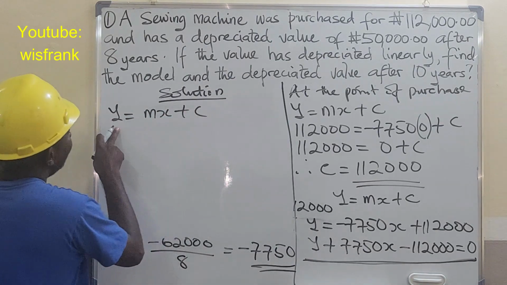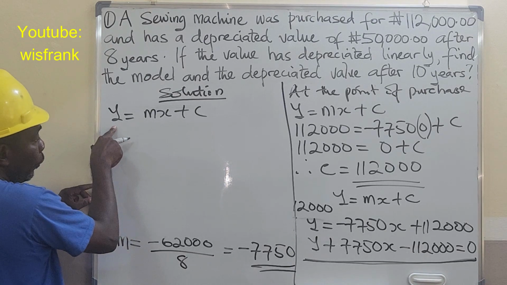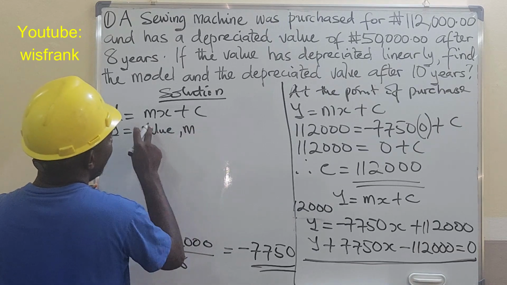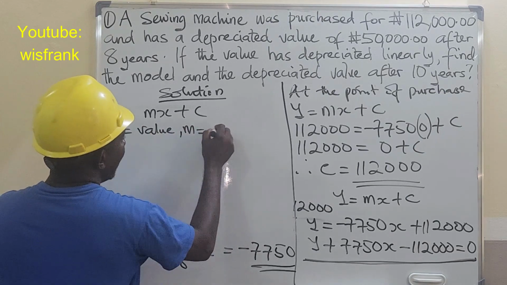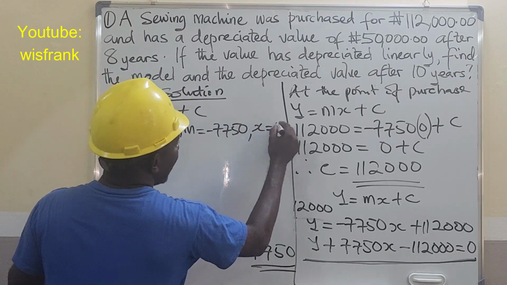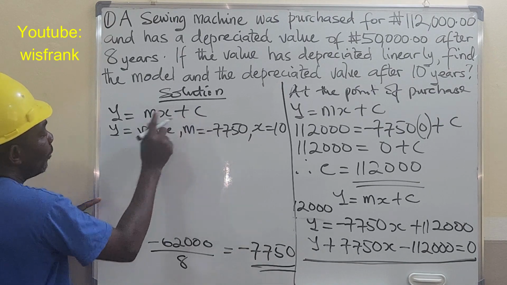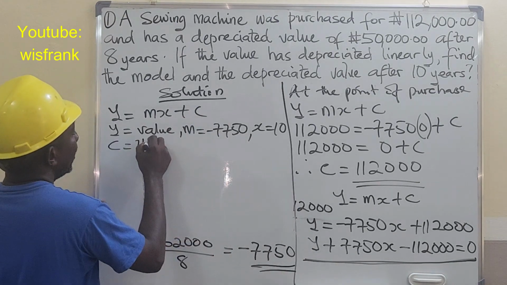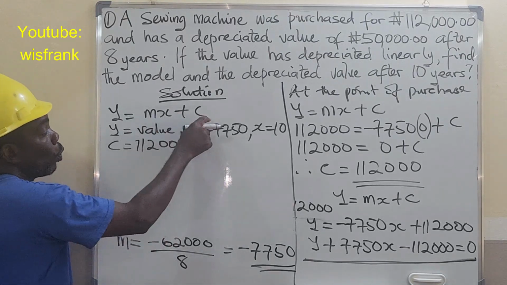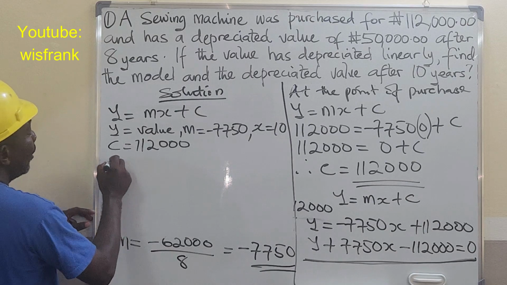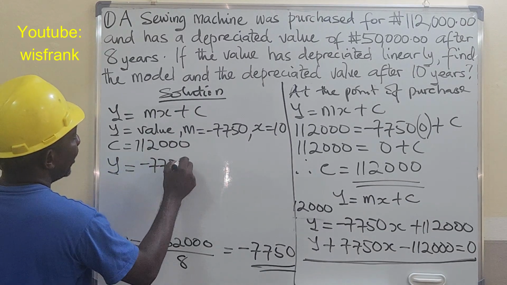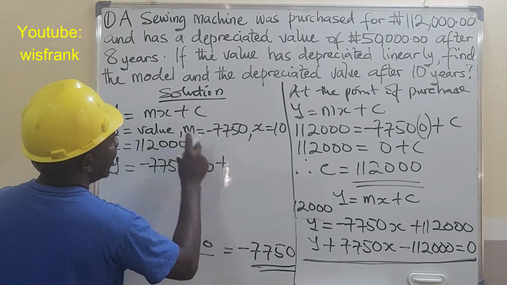In this case, the depreciated value y is what we are going to look for, where y equals the value, our gradient m equals minus 7,750, and our x equals 10 years. At the same time, we have c equals 112,000. So we are going to substitute these parameters back into the equation that we've written.